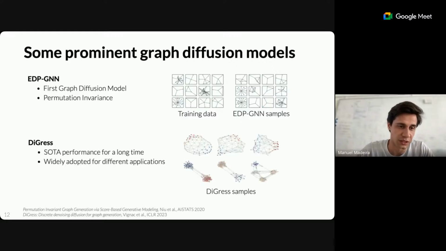More recently, DiGress was for a long time the state-of-the-art graph diffusion model, and it was also widely adopted for different applications, because from the samples that I'm showing you, you can see that this model already can capture quite complex graphs.